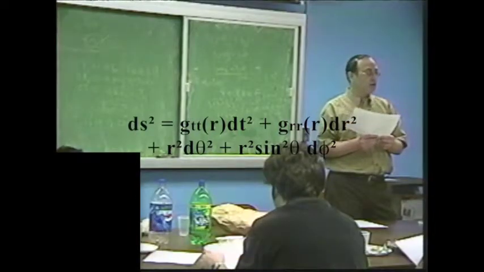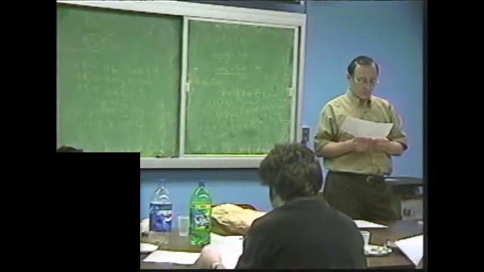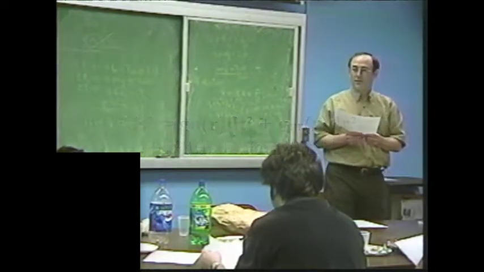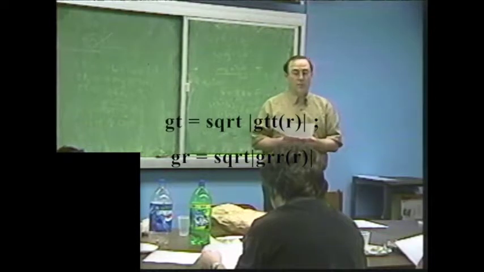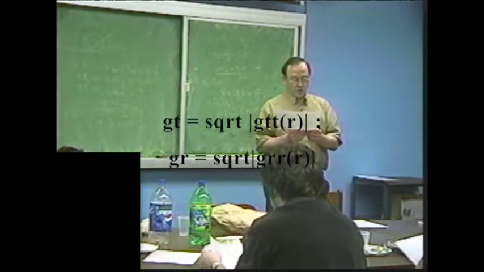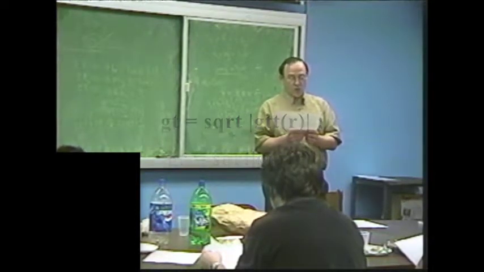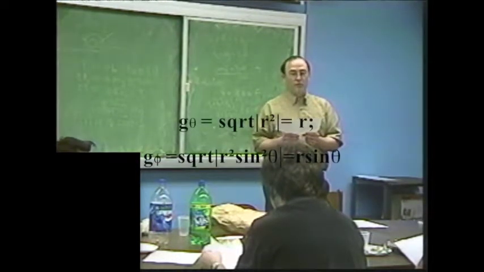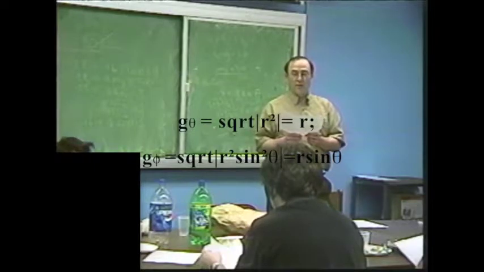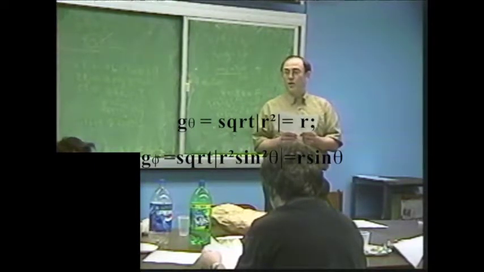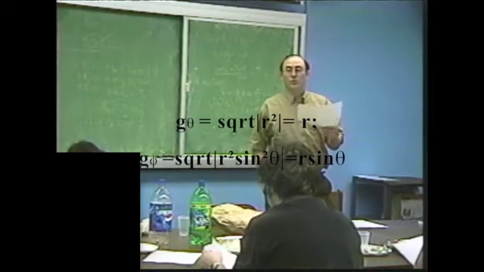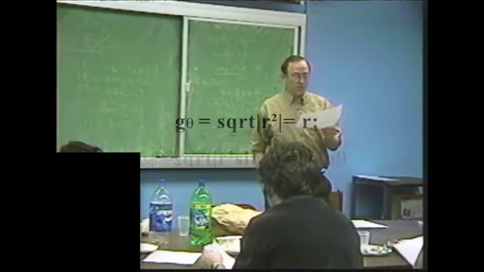What is gt with one index? It is simply the square root of gtt. What's gr? It's the square root of grr. What is g theta with one index? It's the square root of g theta theta. What is g theta theta? It's the coefficient of d theta times d theta, in other words, r squared. Do you see that? G with one theta is the square root of that, which is r.